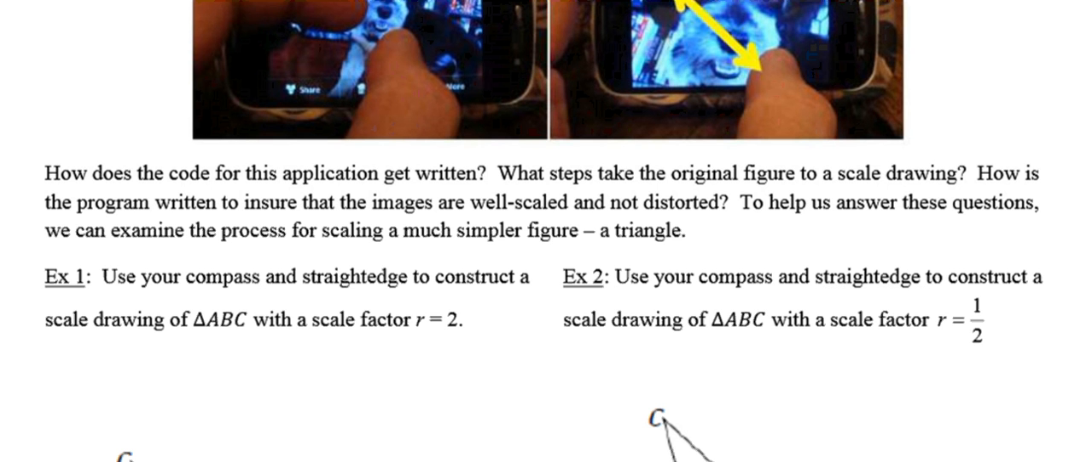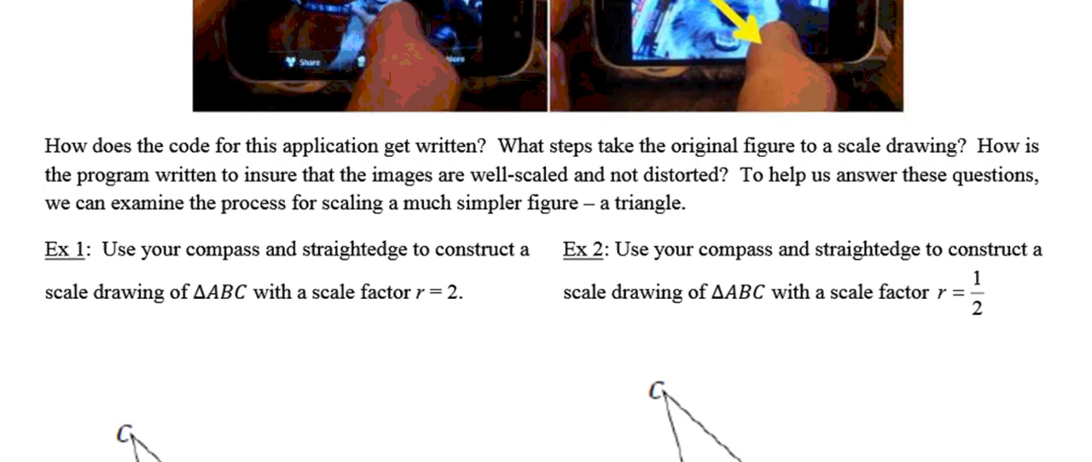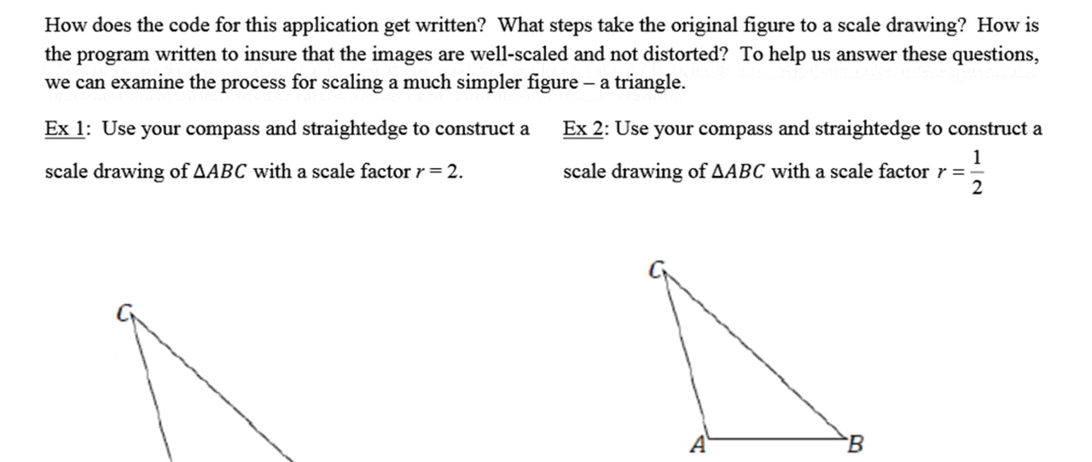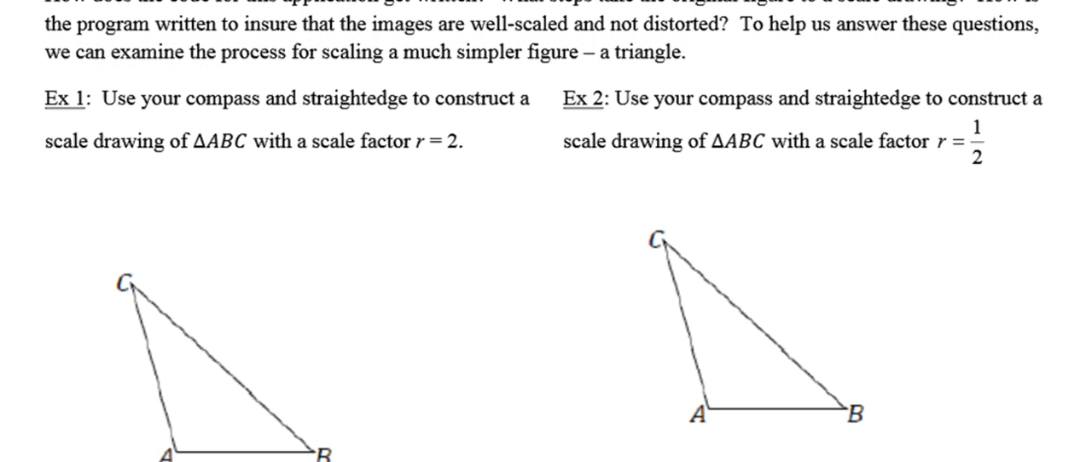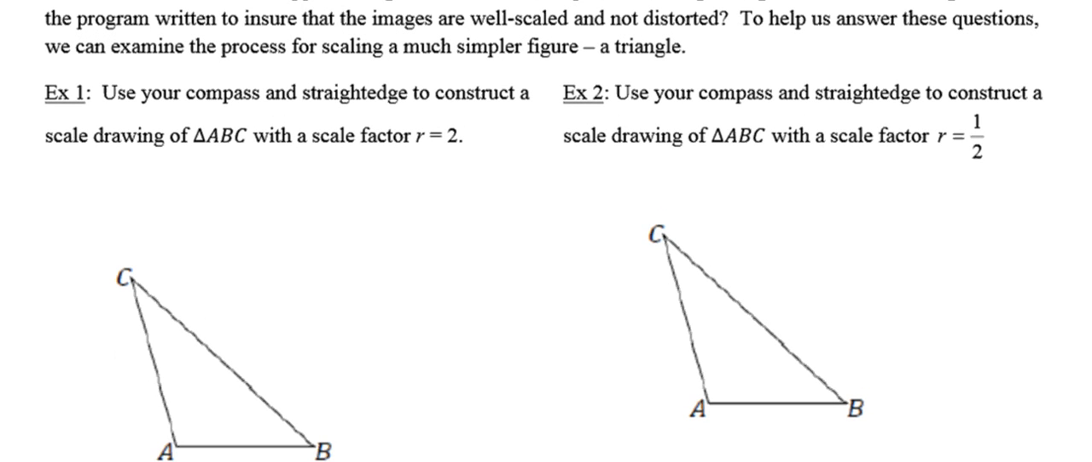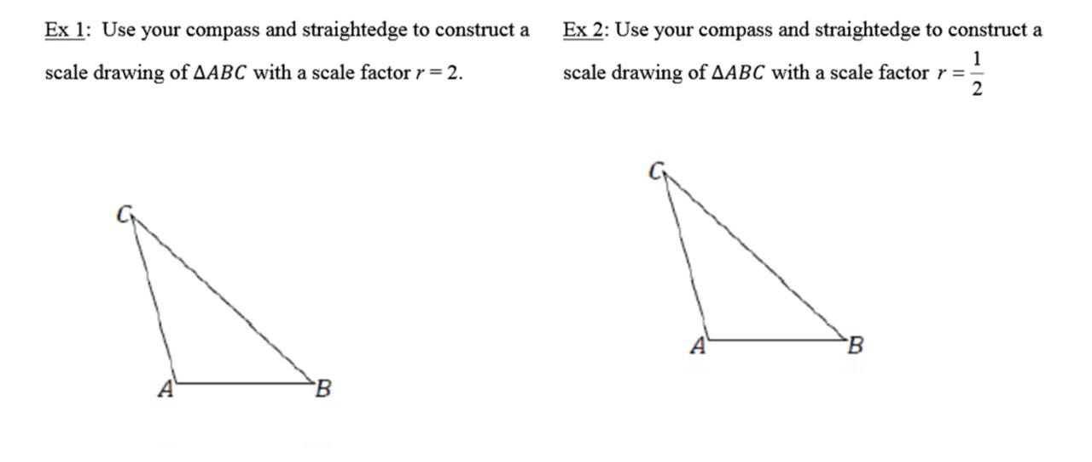For this video, you're going to need your compass and straight edge. So if you haven't already, let's go ahead and dig those out. And we're going to start by enlarging triangle ABC by applying a scale factor of 2. That scale factor of 2 tells us that the lengths of our segments in the new image are going to be twice as long as they were in the original.